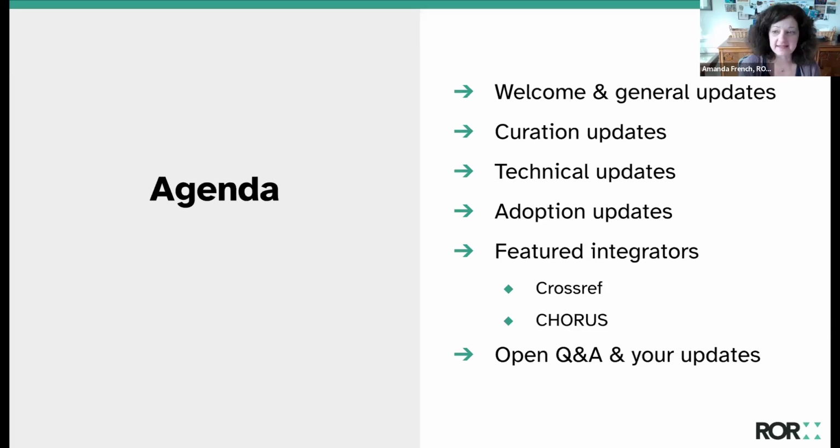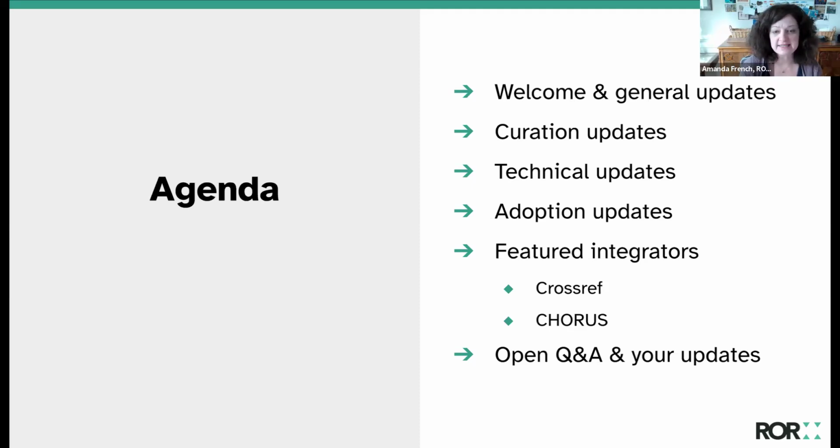Here's what we're going to be discussing today. Those of you who have attended these calls before will know roughly how it goes. We're welcoming you now. We'll give you some brief general updates about what's going on with ROR, and then we'll give you updates from each of the major areas of ROR. So we'll talk to you about ROR data curation, meaning changes and additions to the actual ROR data. We'll tell you a little bit about what's new in ROR's tech. I'll give you some updates on who's adopting ROR and who is planning to adopt ROR.